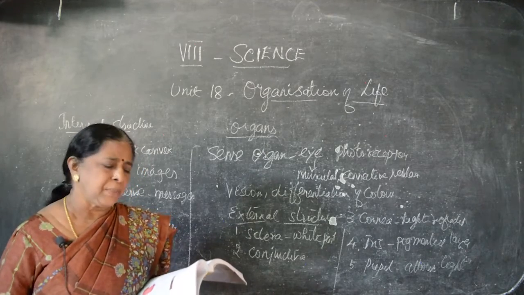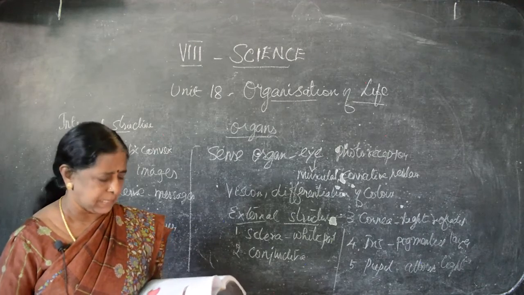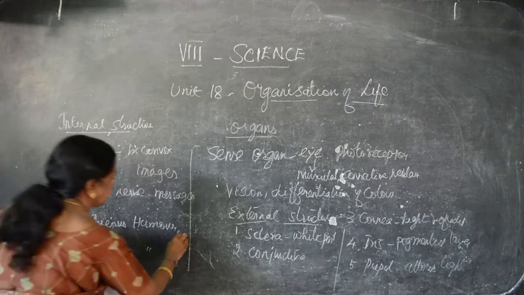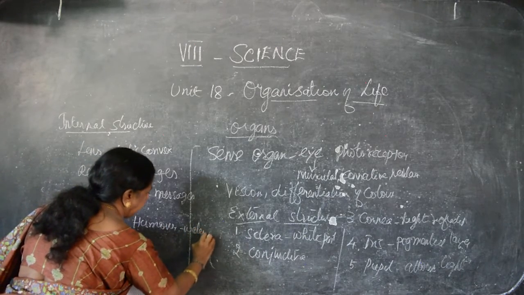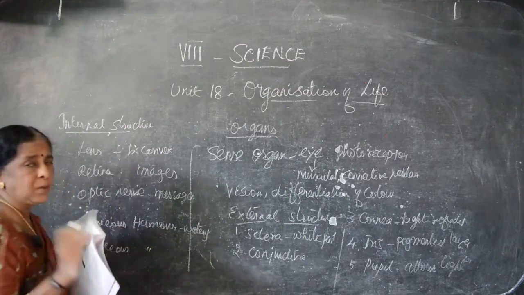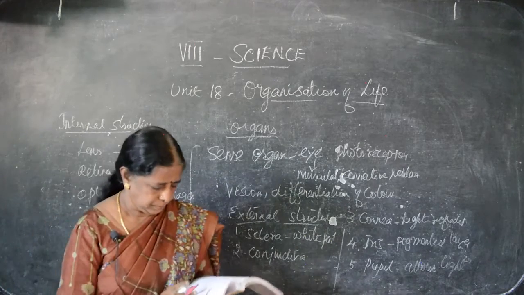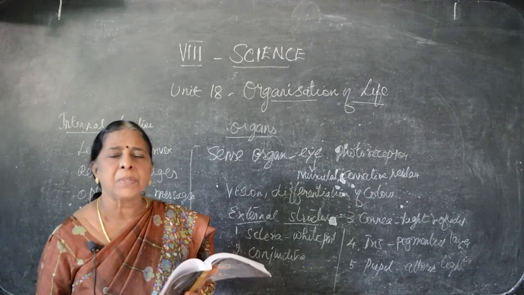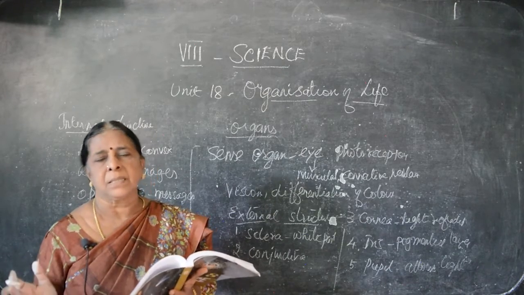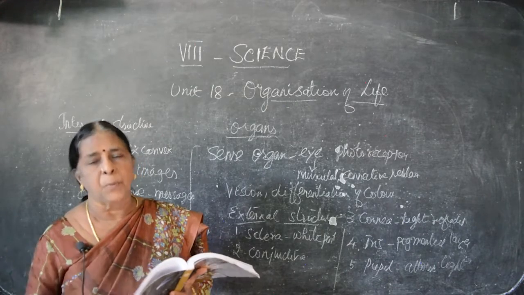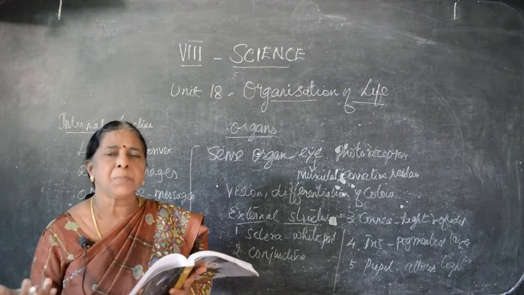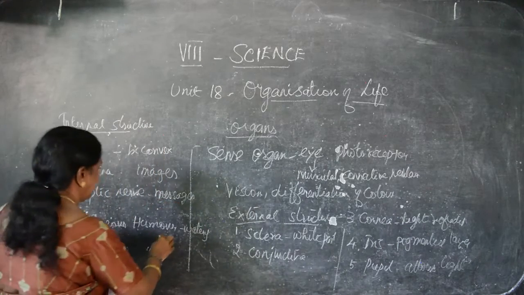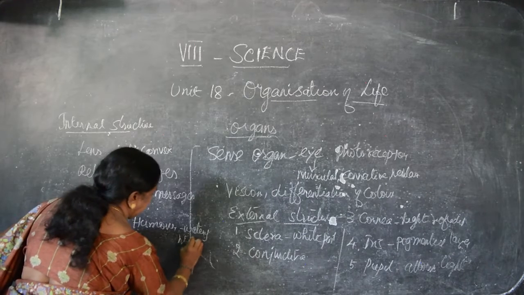Aqueous humor and vitreous humor are the two liquids present in our eyes. Aqueous humor is a watery fluid, only liquid. It keeps our eye always moist. Present between the lens and cornea, it is responsible for the nourishment of both the lens and cornea. Nourishment means supporting, giving strength.